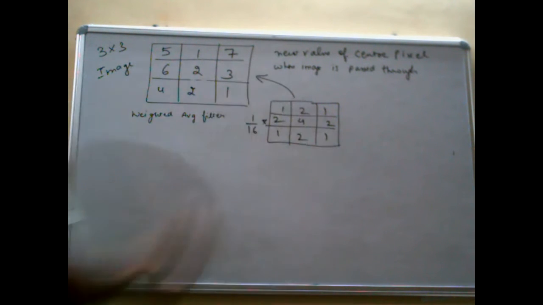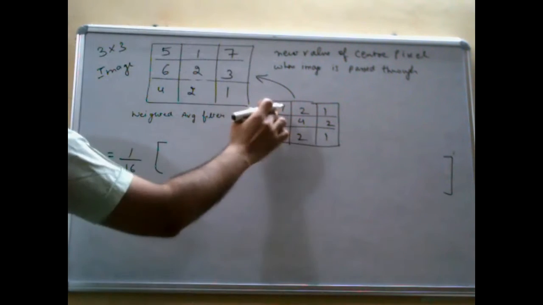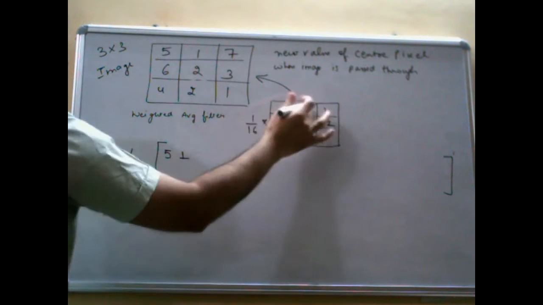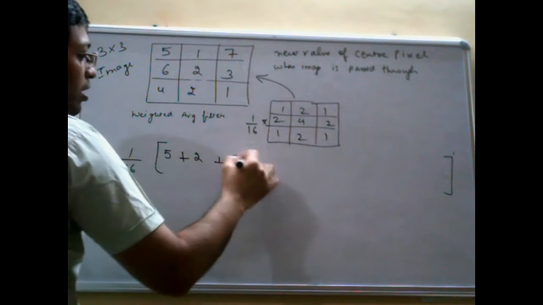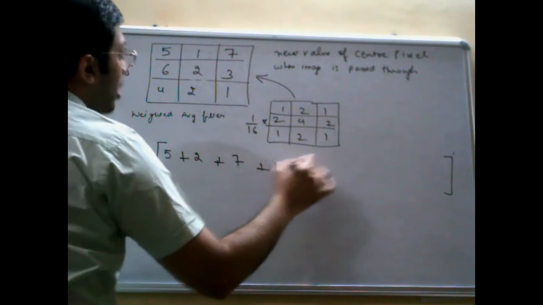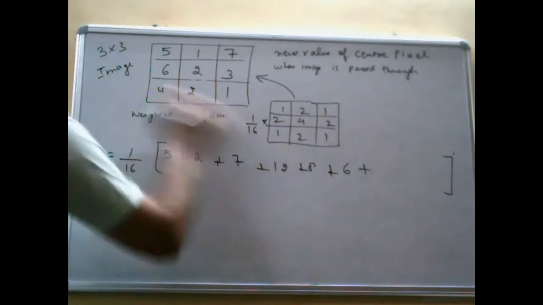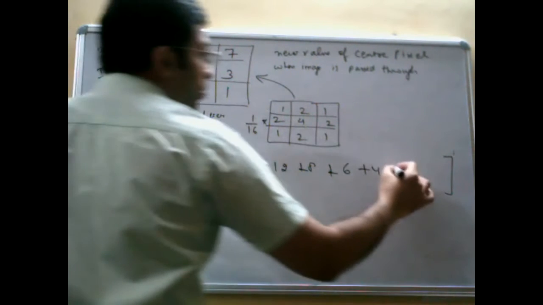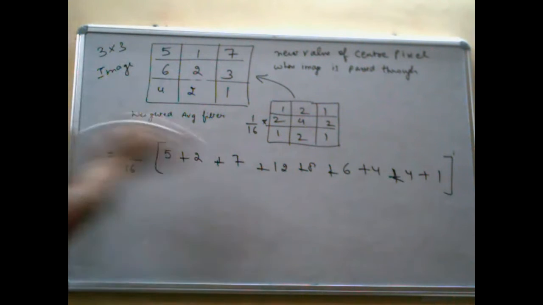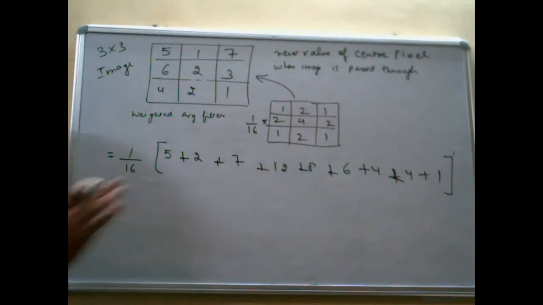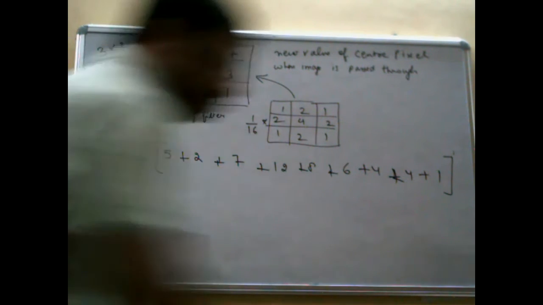If you apply this filter over here, what are you going to get? See over here. This one value will be multiplied by 5, so 5. The 2 value will be multiplied by 1, so it will be 2. 1 into 7, 7. 2 into 6, 12. 4 into 2, 8. 2 into 3, 6. 4 plus 4 plus 1. You add all this, divide by 16, whatever value you get, you round it off and replace the center value with the resulting value.